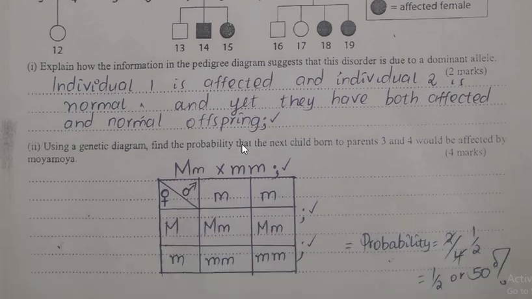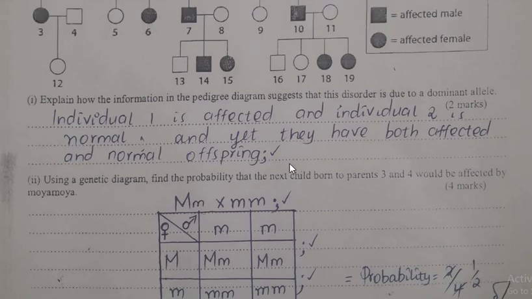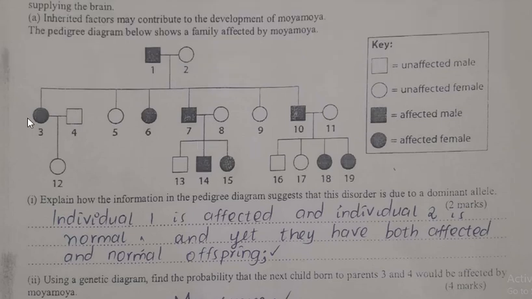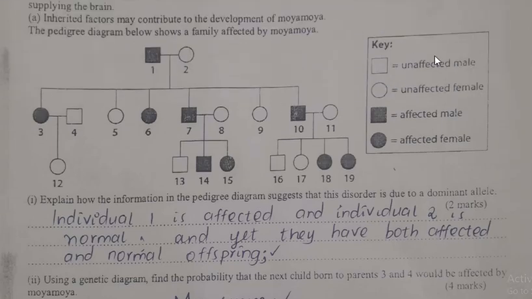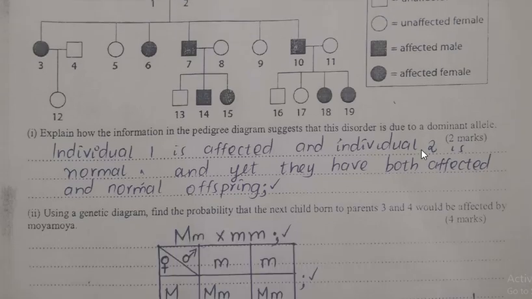Using a genetic diagram, find the probability that the next child born to parents 3 and 4 will be affected by Moyamoya. Parents 3 and 4: 3 is an affected female, while 4 is an affected male.